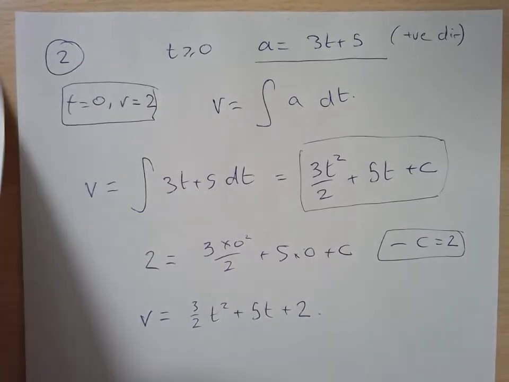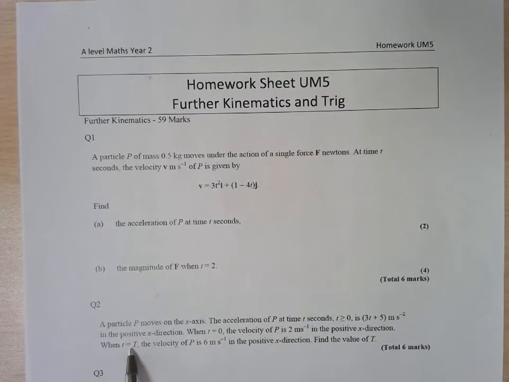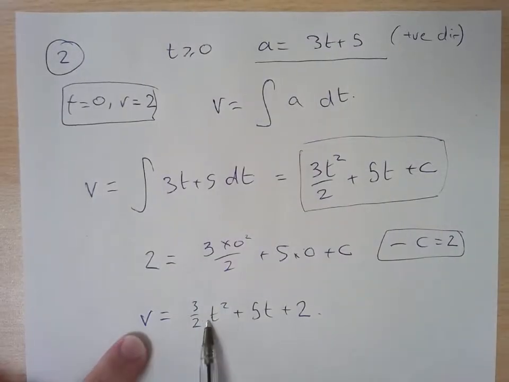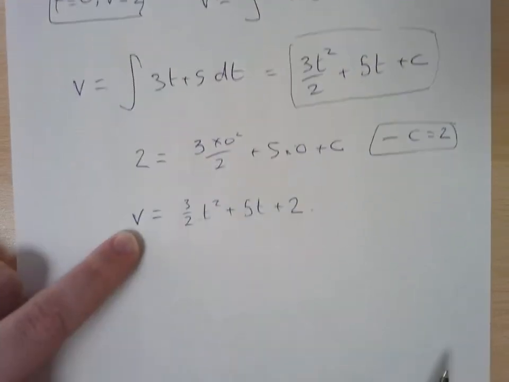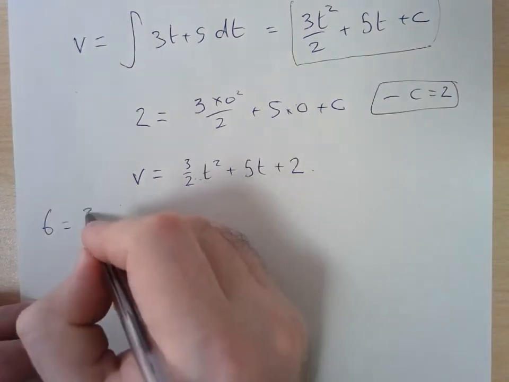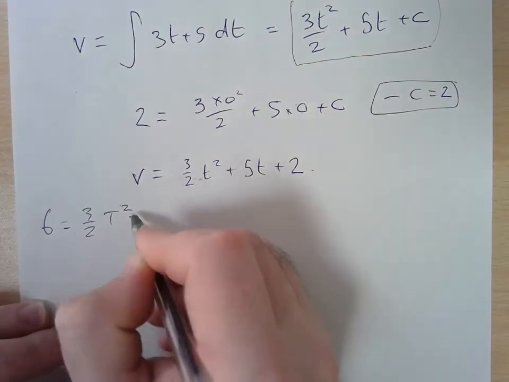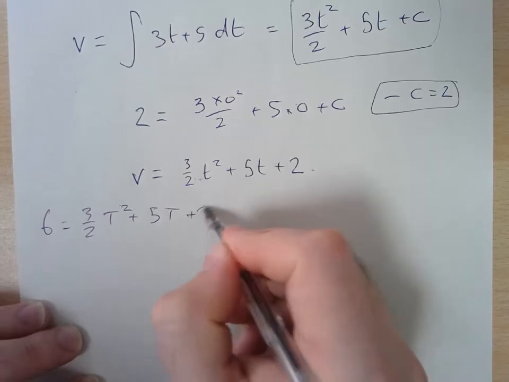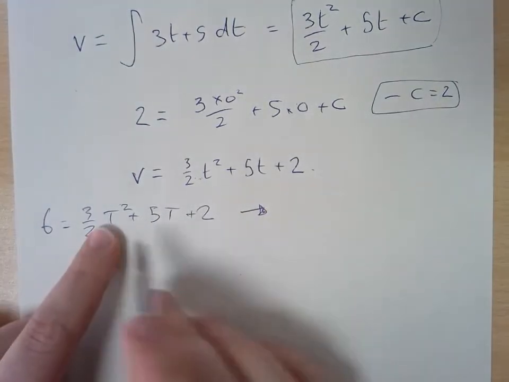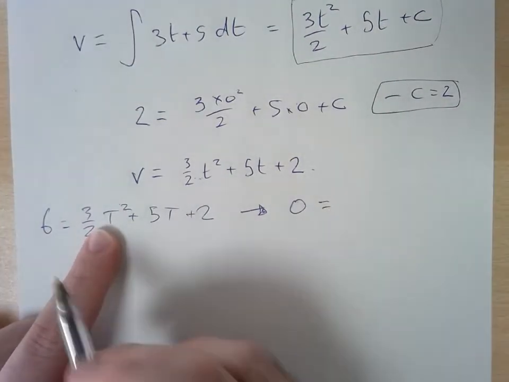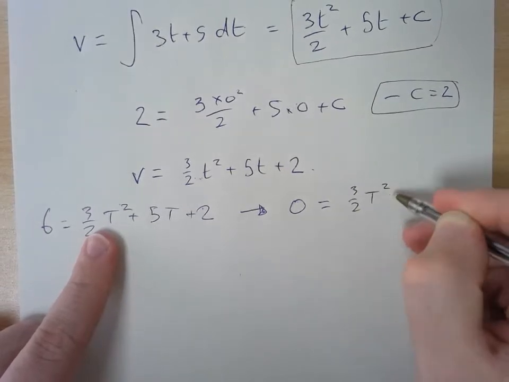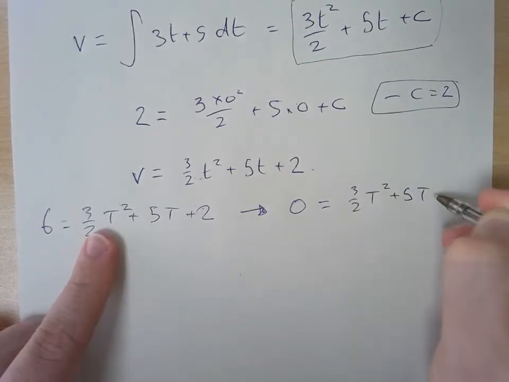If we look back at the question, we're told that at t equals T, the velocity is 6. So we're going to substitute in 6 here, T here, and solve the quadratic that we get. So we can write this as 6 equals 3 over 2 t squared plus 5t plus 2, which will simplify nicely. I'm going to bring it all over to this side. So I'm going to have 0 equals, subtract 6 from here, so we get 3 over 2 t squared plus 5t minus 4.